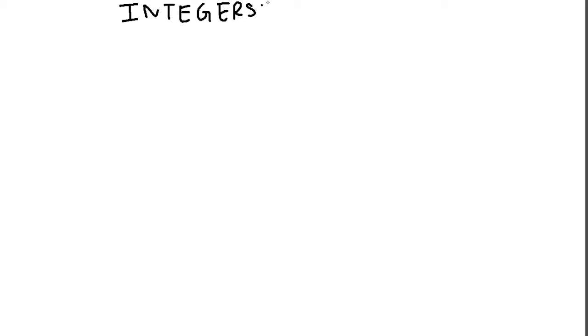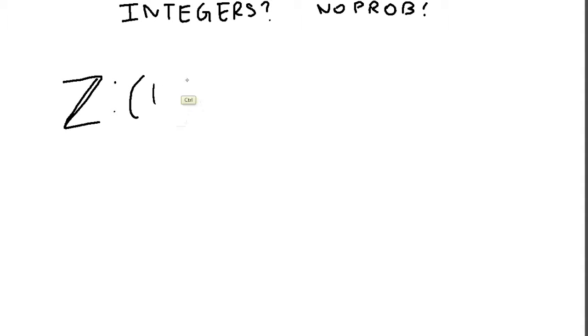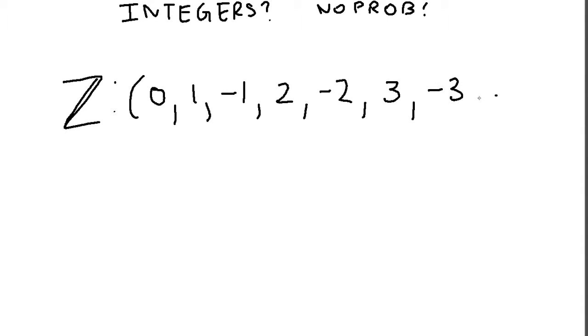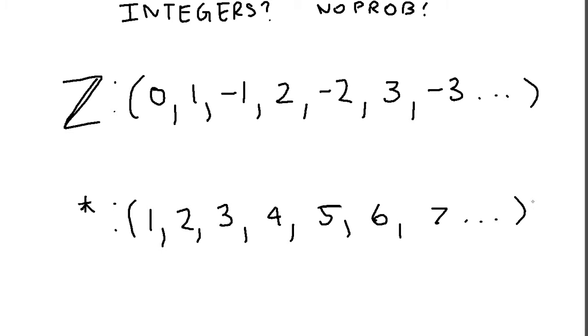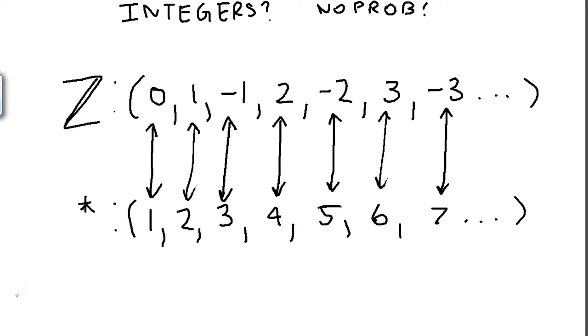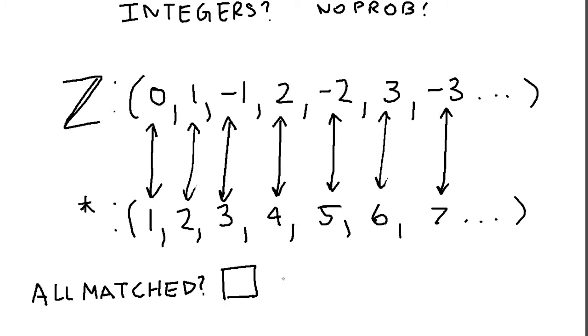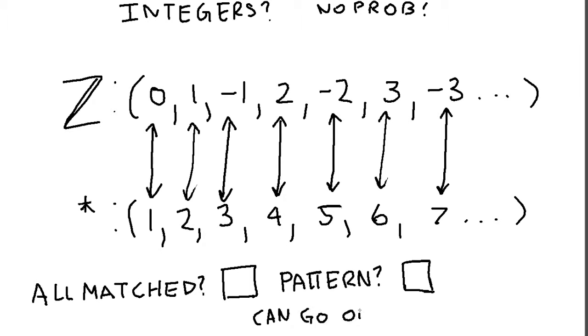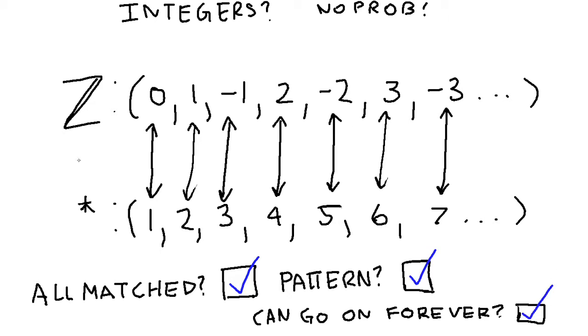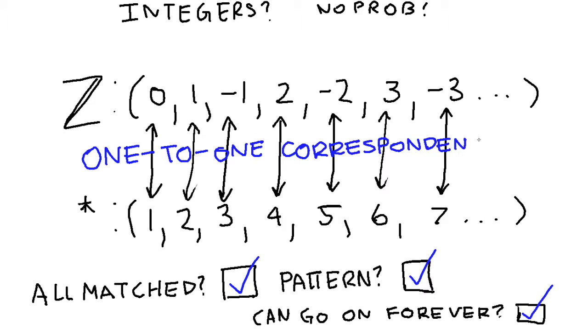What about integers? Easy. We have this set of integers: 0, 1, -1, 2, -2, 3, -3, and so on. And then we have this set: 1, 2, 3, 4, 5, 6, 7. This pattern can go on forever. No numbers are left unmatched, and there's a definable pattern. We have a one-to-one correspondence. These infinities are also the same.